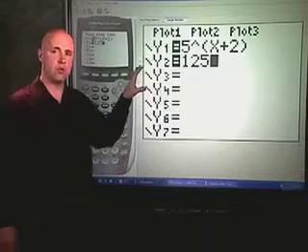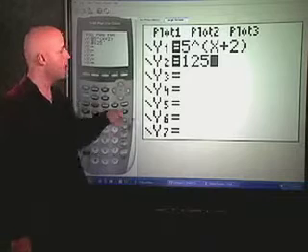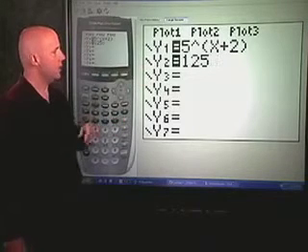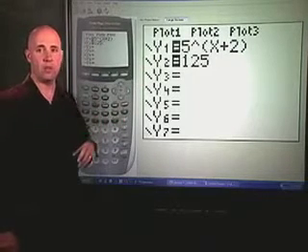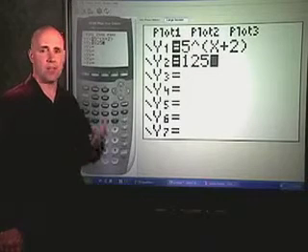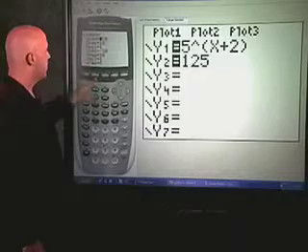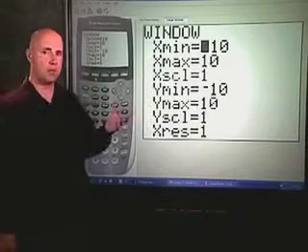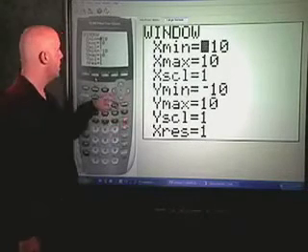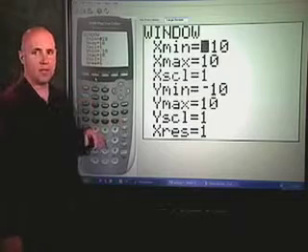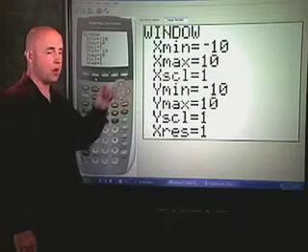Now we're looking for where these two graphs will cross. By looking at y2, we see that we want the y value of the intersection point to be 125. That helps us set our y values in our window. So we'll go to our window settings. X min and max, we're not quite sure yet. We'll leave our x min at -10 and our x max at 10 just to try it out.